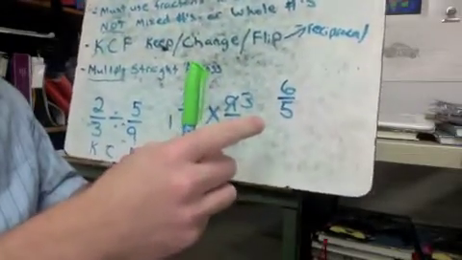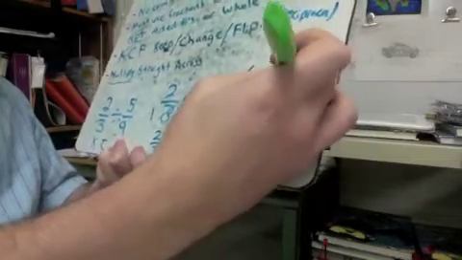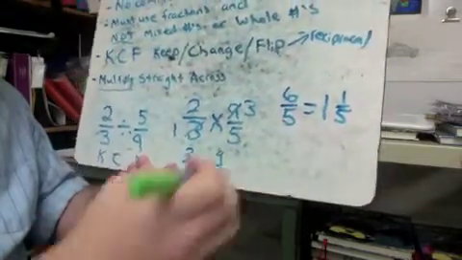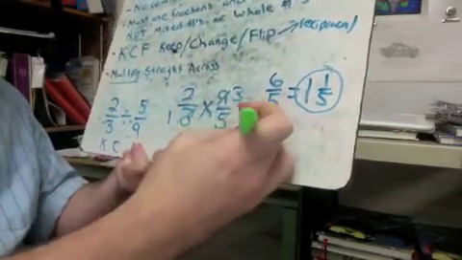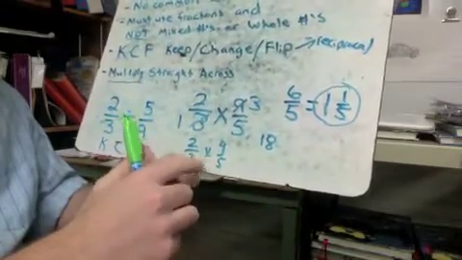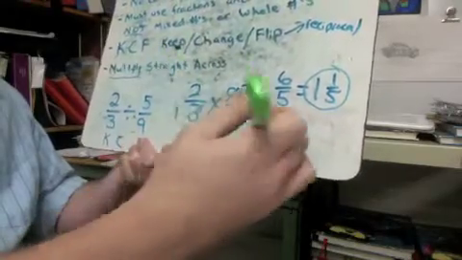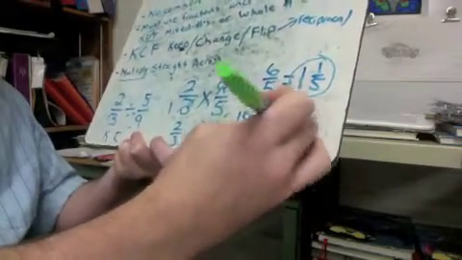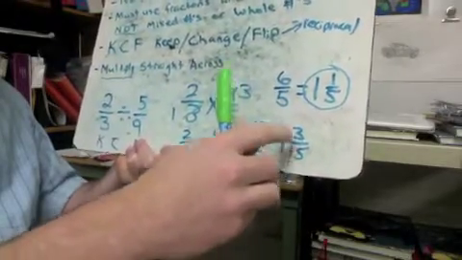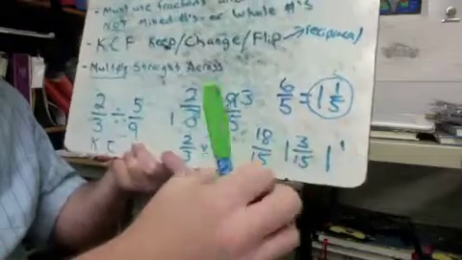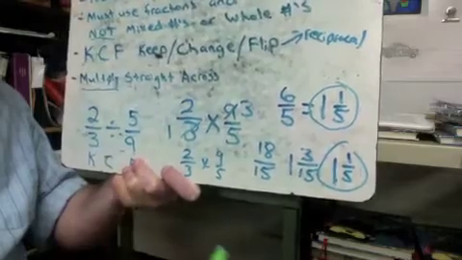Let's change that back to a mixed number so it makes a little bit more sense. 6/5 is going to be 1 and 1/5. Okay. If you didn't do the cross division, 2 times 9 is 18. 3 times 5 is 15. 15 goes into 18 once with 3 left over. So 1 3/15. Divide both of those by 3. 3 divided by 3 is 1. 15 divided by 3 is 5. I still end up with 1 1/5.